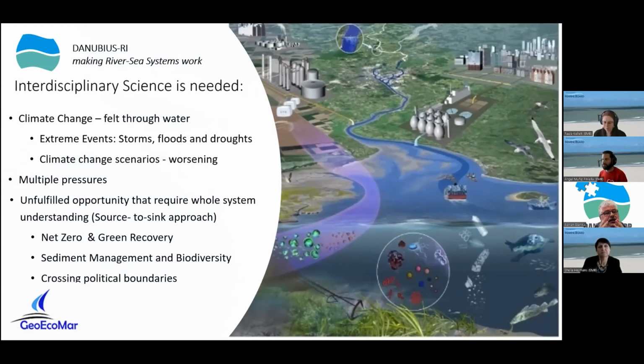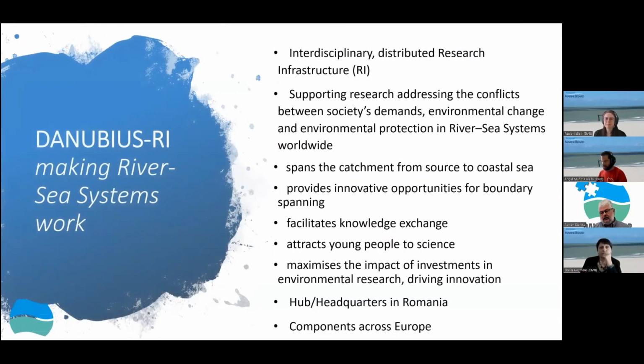So looking at the challenges, we need interdisciplinary science to deal with climate change and extreme events, with climate change scenarios showing that the number and impact of extreme events will be worsening. We need to deal with multiple pressures and see how we can push on towards net zero and green recovery in a manner that goes from source to sink, crossing political boundaries. And this is why I'm very proud to briefly introduce Danubius RI, this research infrastructure initiative that I am coordinating and that we are developing now, that will support research addressing conflicts between societal demands, environmental change and environmental protection in river-sea systems as a whole.